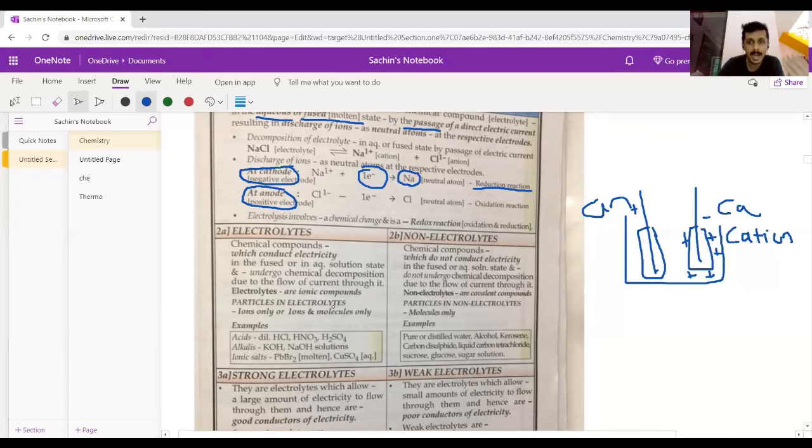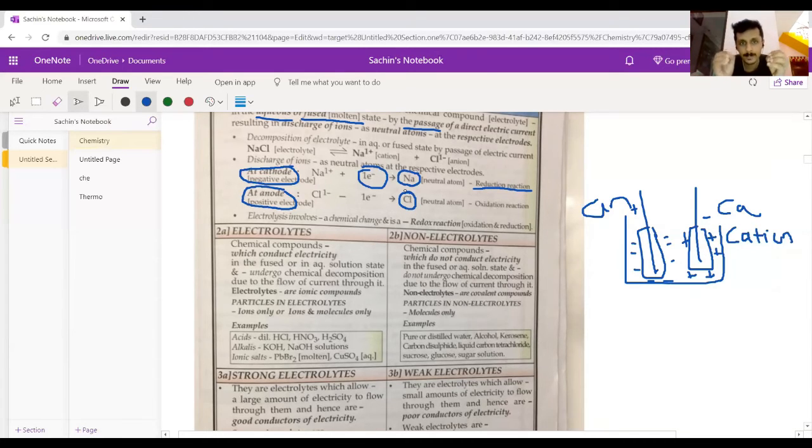Same way, at the anode, a negative ion moves. What is a negative ion? It's an anion. The anion moves towards the anode. The anode is the positive end of an electrolytic cell. The anion has already gained an electron. Anion is Cl minus, for example. It gained an electron, so it is electron rich. It moved towards the electron deficient anode. It gives its electron to the anode. It loses the electron and becomes neutral.